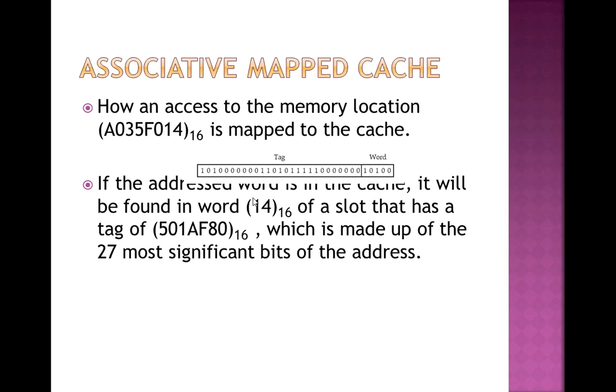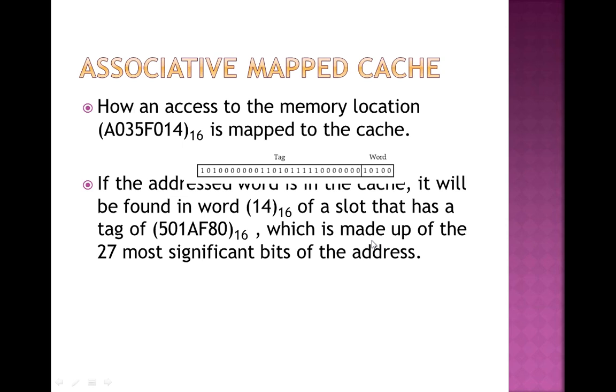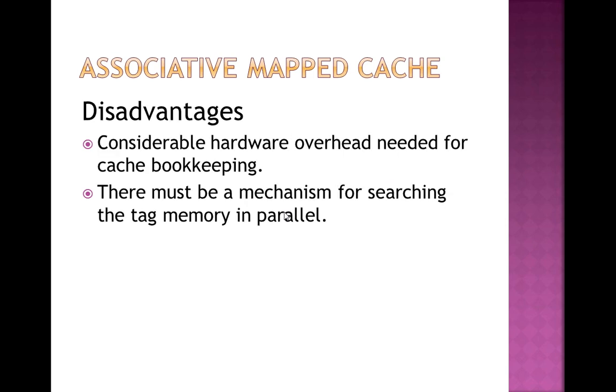Then there is the mapping technique. This point is important: if the valid bit is 1, then the tag field of the reference address is compared with the tag field of the slot. Next is the associative mapped cache, continued. This is the example, mapped into the cache. This is the tag field and this is the word field. We have also discussed the advantages and disadvantages of associative mapping.